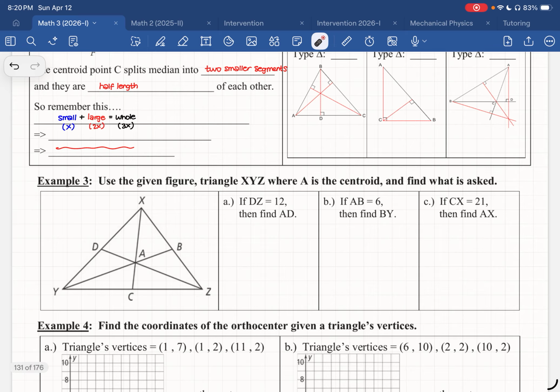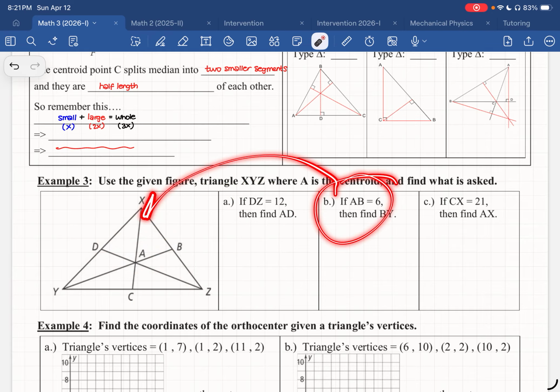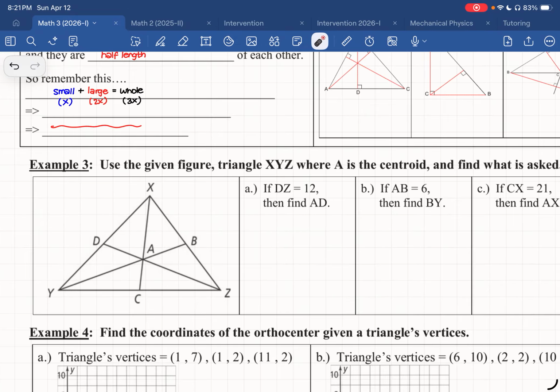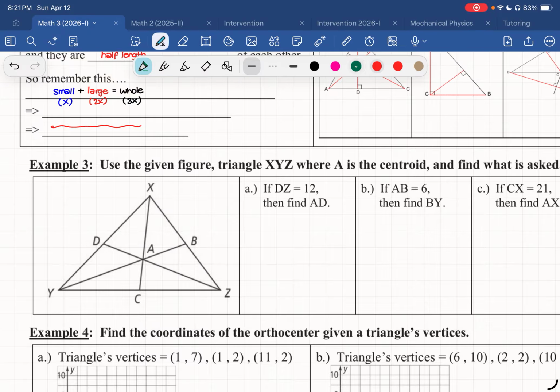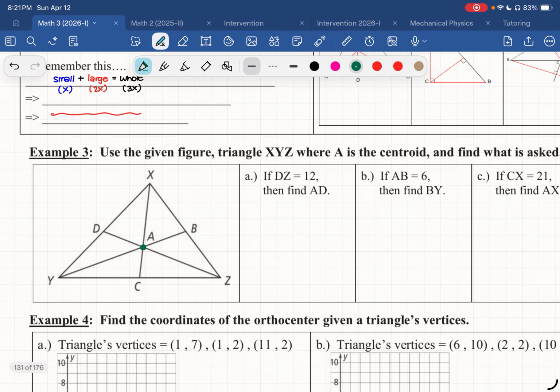So same as in the previous exercise, we're gonna use this information for this triangle, and when we're done with this exercise, we're gonna erase whatever information we put here, and we're gonna put the new information in the same triangle, okay? So let's solve this. In this case, they are telling you that A, which is this point over here, is the centroid. So we're gonna find what is being asked.